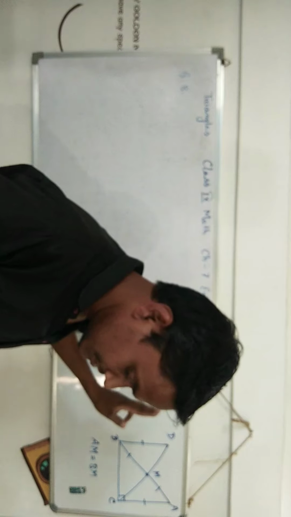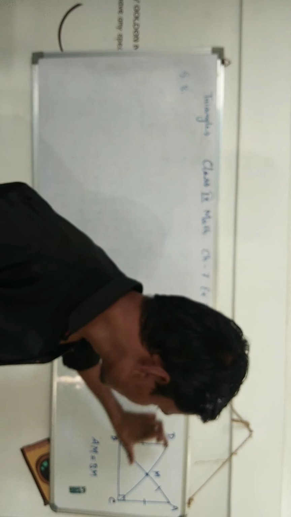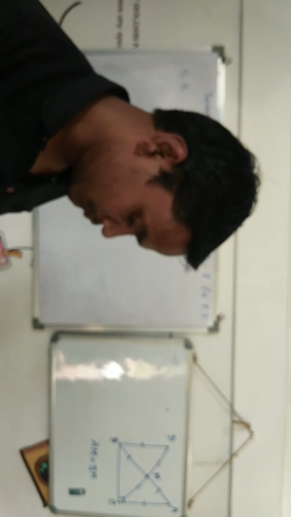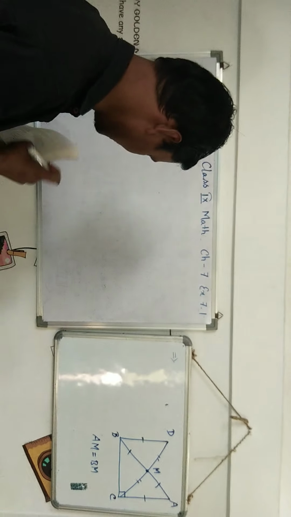And produce to point D such that DM is equal to CM. DM is equal to CM, it is given. Next, point D is joined to point B so that triangle AMC is congruent to triangle BMD. First point, triangle AMC congruent triangle BMD.